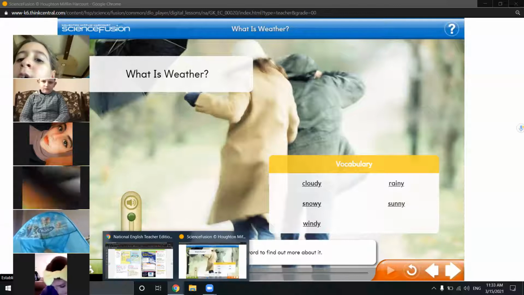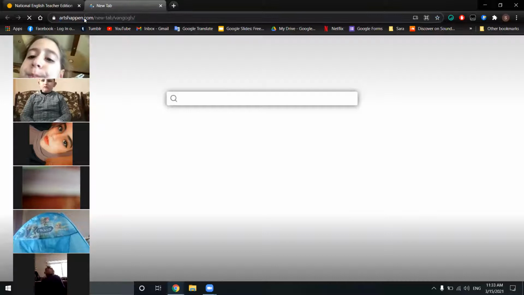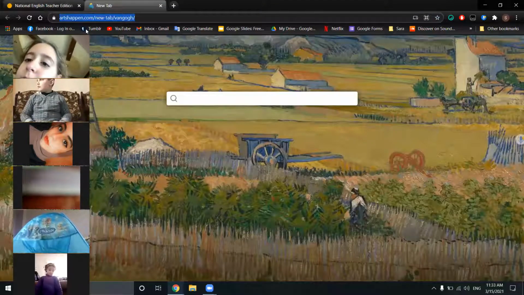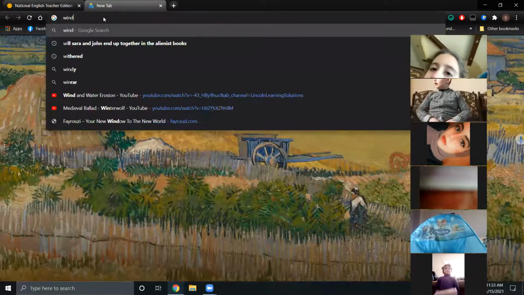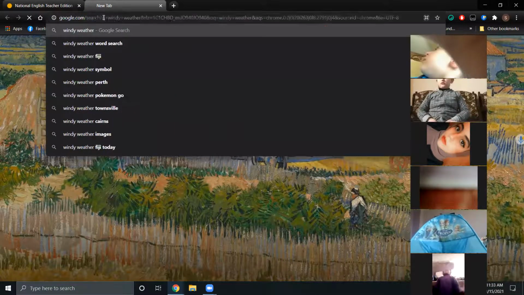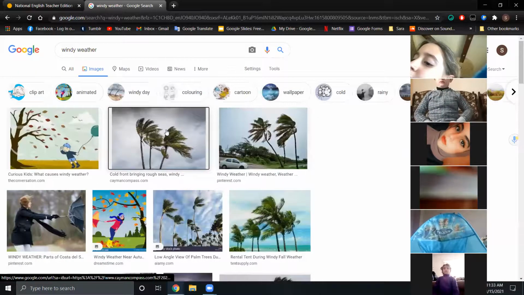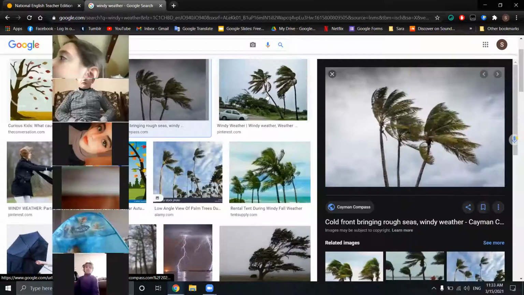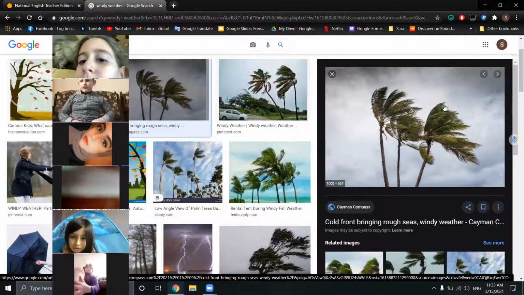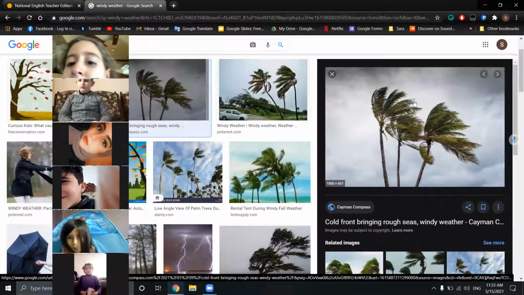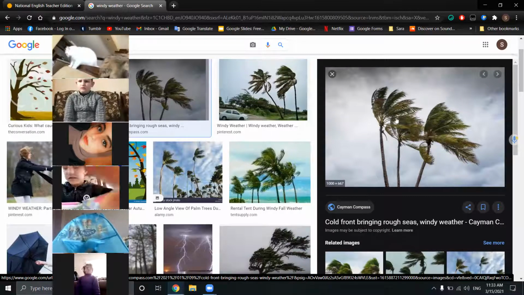And how can we know that the weather is windy? You can watch the trees. The trees will move very quickly. Let me show you. Hold on. Windy. Okay. Look. Can you see the trees? Imagine that the trees are moving really fast because of wind.